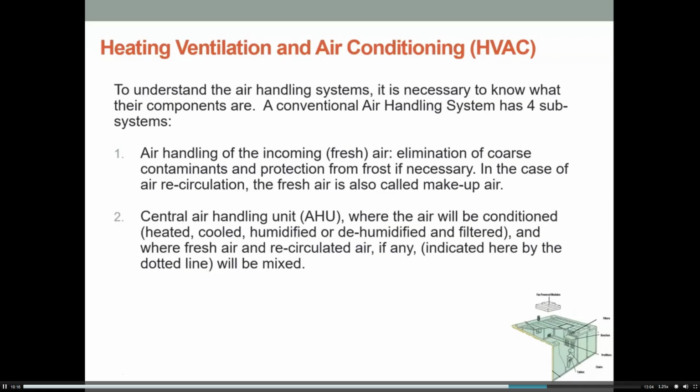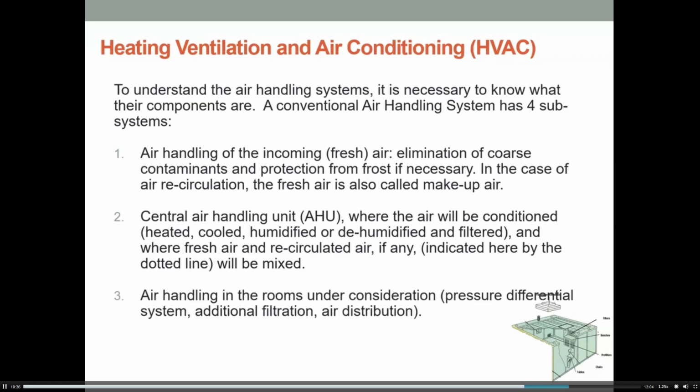2 is the central air handling unit, the AHU, where the air will be conditioned. So it can be heated, it could be cooled, it could be humidified or dehumidified and filtered, depending on what's coming in and what your specs are. And where fresh air is recirculated air, if there is any, it's indicated by a dotted line, and that'll be mixed. Air handling in the room is under consideration.